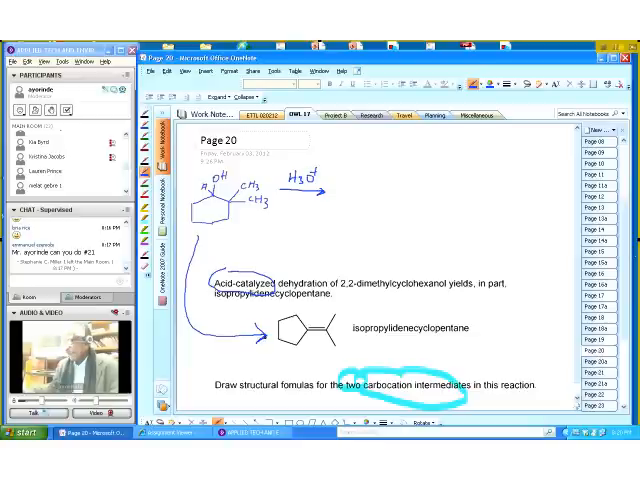Okay, folks, I need your help here. If we have to do this, anybody has an idea how to do this? What do we start with to start the mechanism? You have an alcohol, you have an acid. What is the first thing that happens? Protonation, excellent. The first thing that is going to happen is protonation.